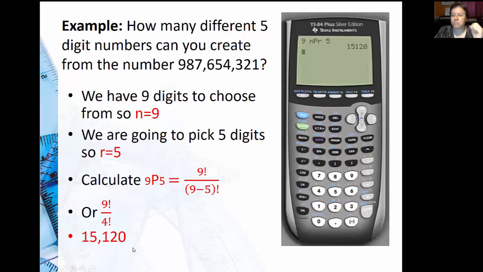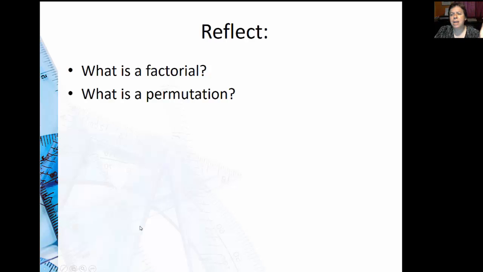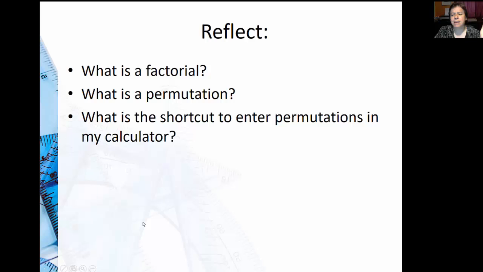For further reflection, you should know what a factorial is. So if you're doing your summary, write down what a factorial is. Tell me what a permutation is. And it's not bad to know the shortcut to enter permutations in your calculator. You're going to see the notation nPr, and sometimes that's going to be your answer choice on a test. That's all you have to tell me. So know the notation. It'll save you a lot of time.